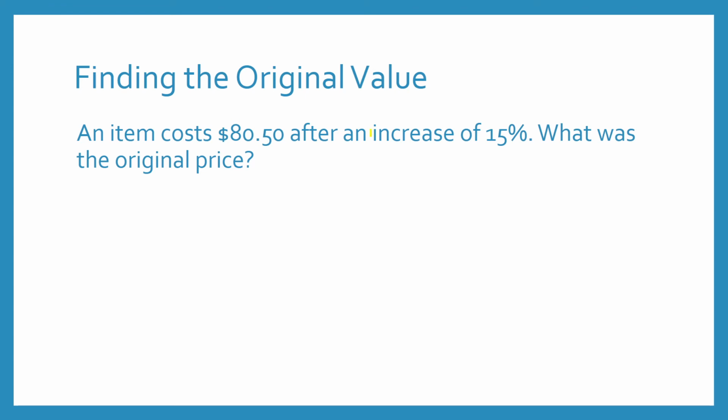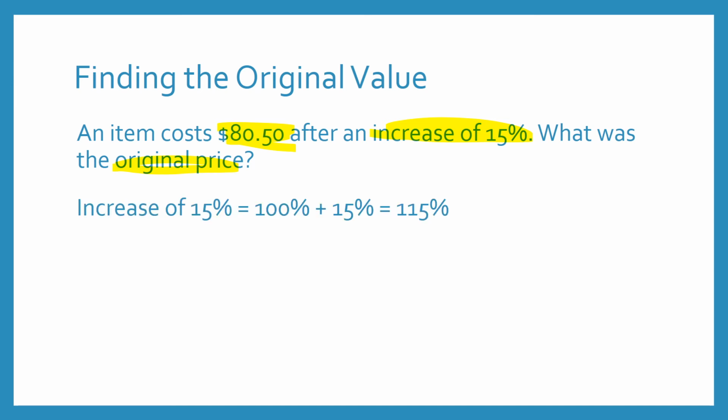Okay, so now we have a different type of question again. Here we have our percentage change, which is in this case an increase, and we have our new price, $80.50. And we want to find what the original price was. So, sorry, my pen is broken, I've had to type this out. If we have an increase of 15%, that's the same as having our original 100%, and increasing by 15%, so we get 115%. So this number here, 80.5, is 115% of the original price.